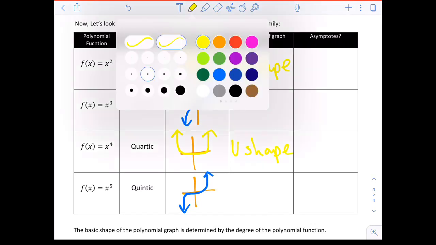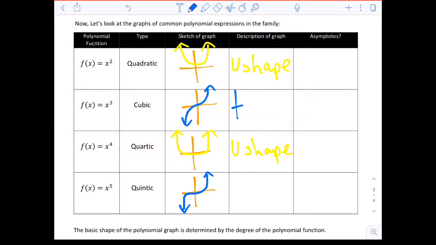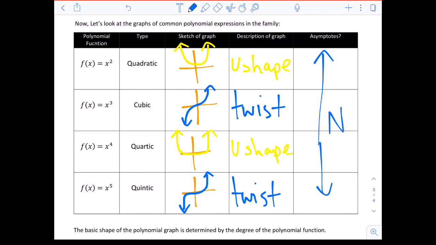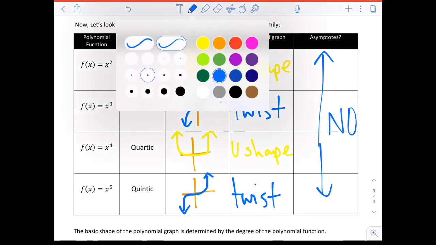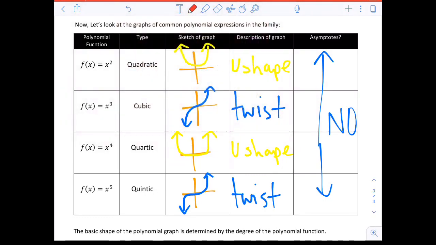For the odd functions, they're more like a twist. All polynomial functions, no matter what, have no asymptotes. So that's the general shape of what the graphs look like. The only other thing that we're going to look at is what happens when we have a negative leading coefficient.